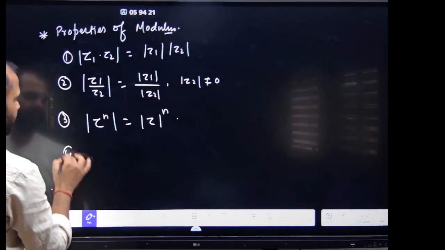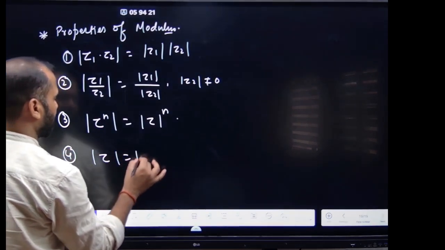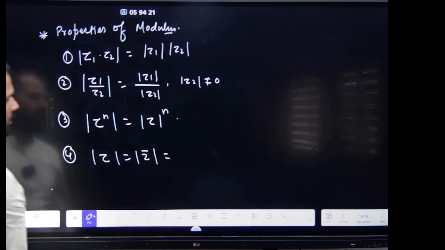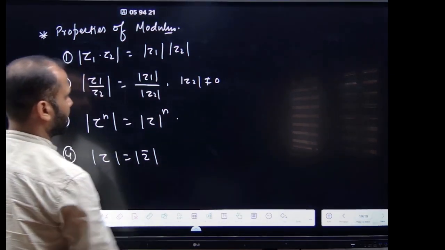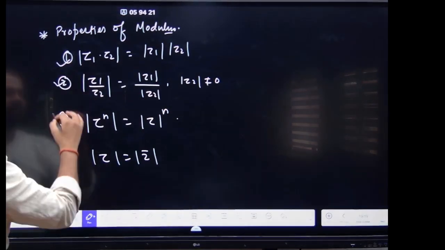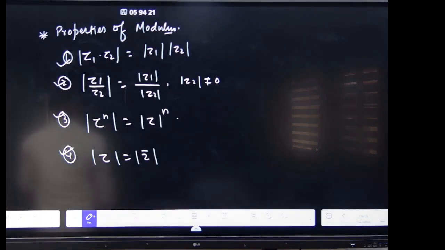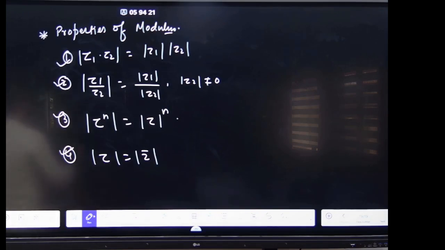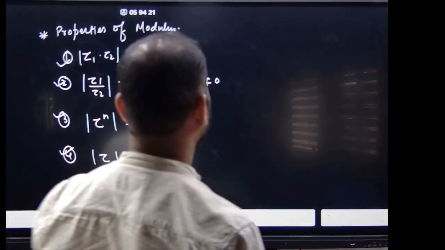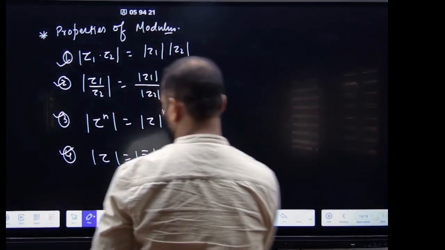Fourth, Z bar mod will be same as mod Z, right? All these conjugates will be same. So, these properties are very important, note it down. If product of 2, 3 complex numbers are there, no problem, individual mod you can calculate. If Z to the power n is there, mod you calculate, to the power n you can put it, right? For example, if we have to solve, yes, question number 12, just see, try to solve that, question number 12. Tell me the question, 12th one.